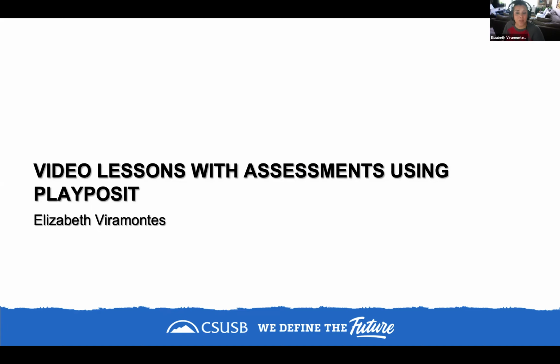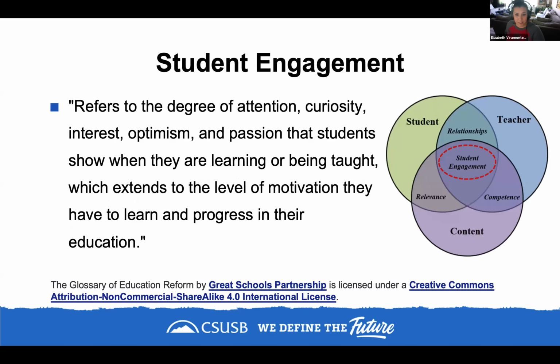One of the ways that we can bridge that gap is by creating engagement in an online course. Student engagement refers to the degree of attention, curiosity, interest, optimism, and passion that students show when they are learning or being taught. One of the ways that we can create and foster engagement in an online course is by creating assignments, lessons, or projects that appeal to student interest or that stimulate their curiosity. Let's go to the next slide.